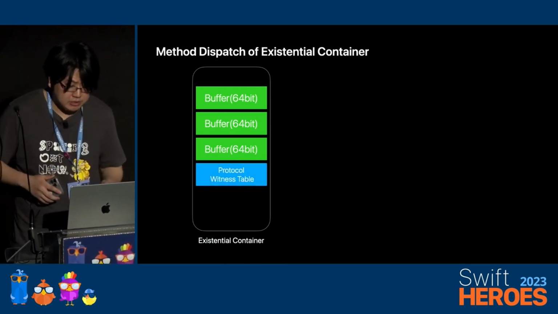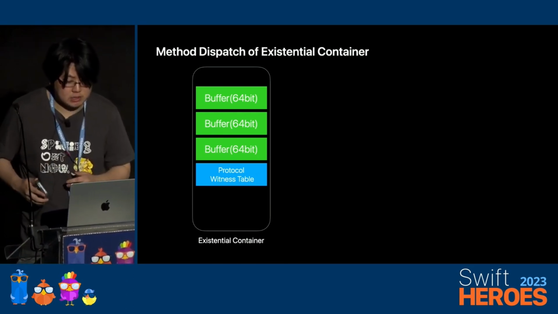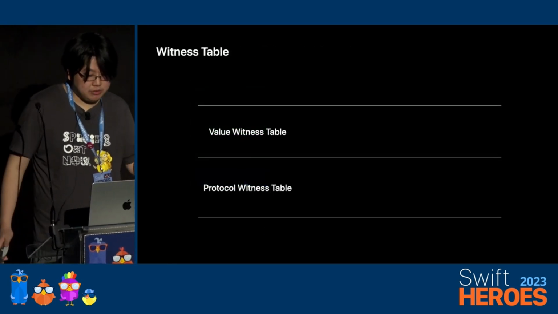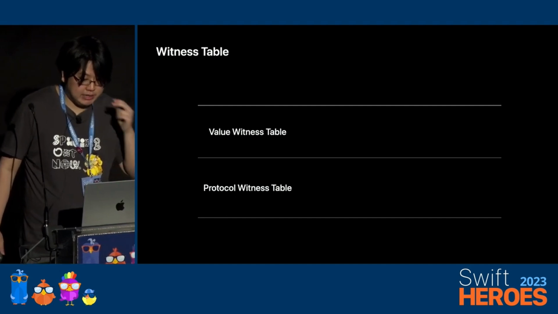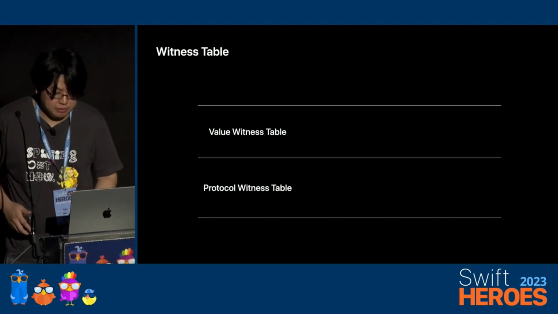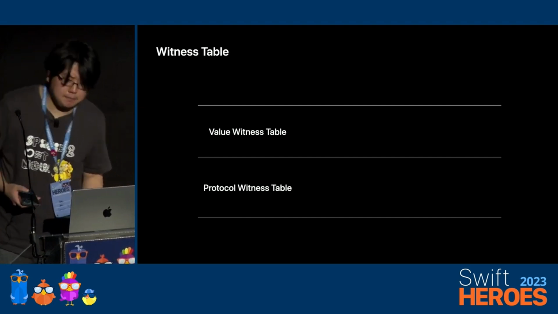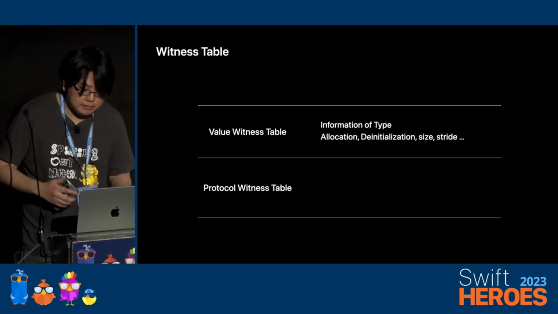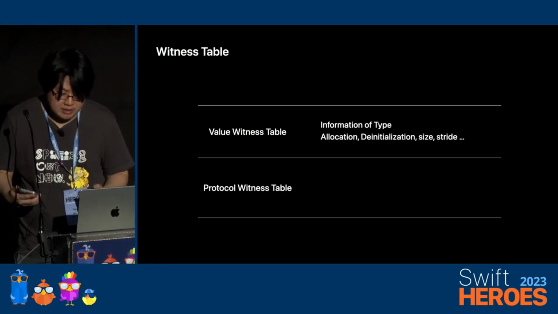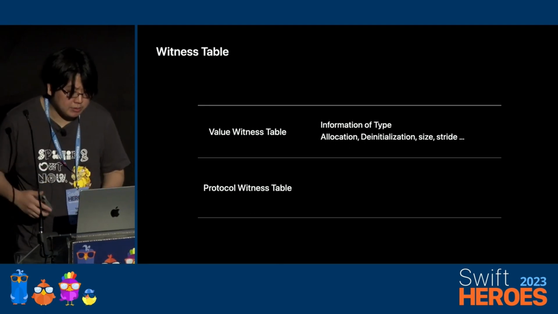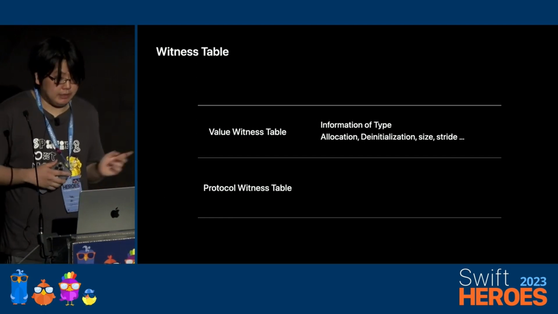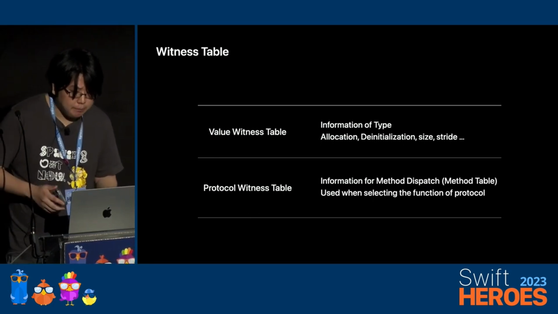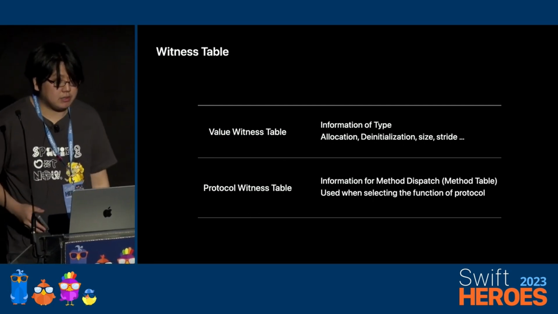Existential container has information named protocol witness table for method dispatch. What is it? In Swift, there are two kinds of witness tables related to the existential container: value witness table and protocol witness table. Value witness table has information of the type. For example, this table knows how to allocate, how to deallocate, and the size and stride as memory layout of the type. Every type has this information. Protocol witness table has information on how to call protocol methods. Let's take a look at how to use it.